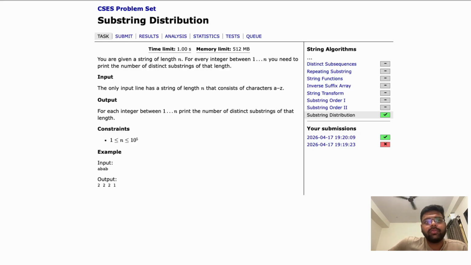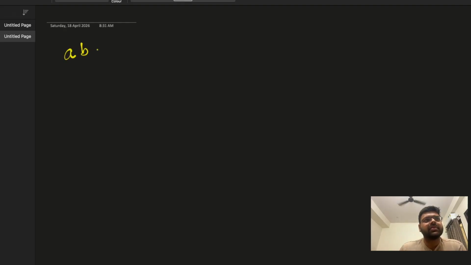Okay, and the given input is ABAB. So let's understand what the problem statement is saying. We are given a string ABAB and we need to print the count of all of the substrings of length varying from 1, 2, 3 and 4.